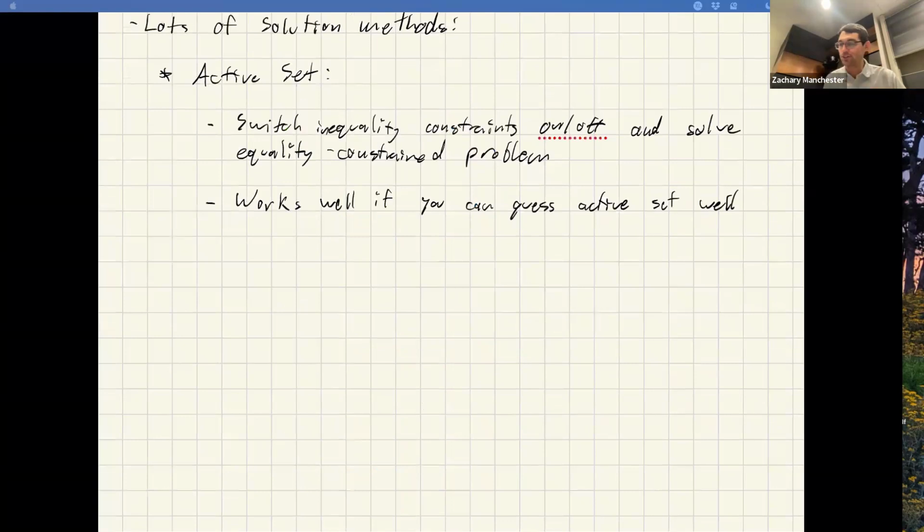It can work well if you have good heuristics. Generally, though, it's not a good idea for general purpose stuff because the worst case is really bad, right?